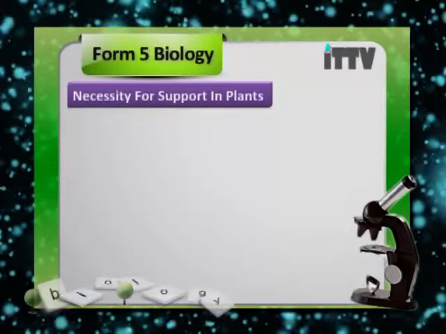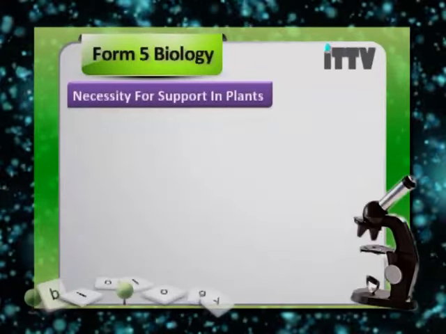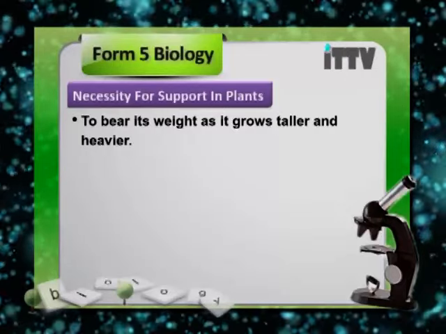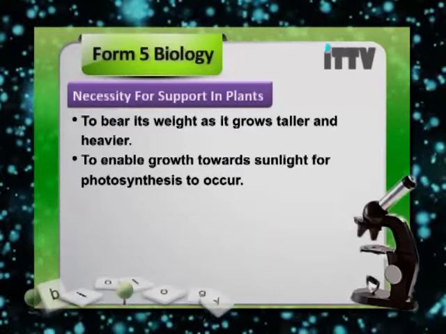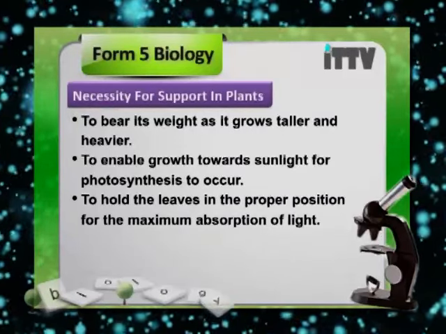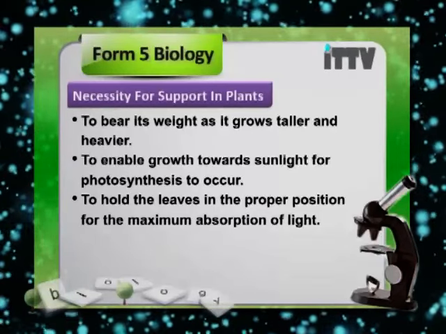Why is it important for plants to have a support system? Firstly, to bear its weight as it grows taller and heavier. Secondly, to enable growth towards sunlight for photosynthesis to occur. And thirdly, to hold the leaves in a proper position for the maximum absorption of light.